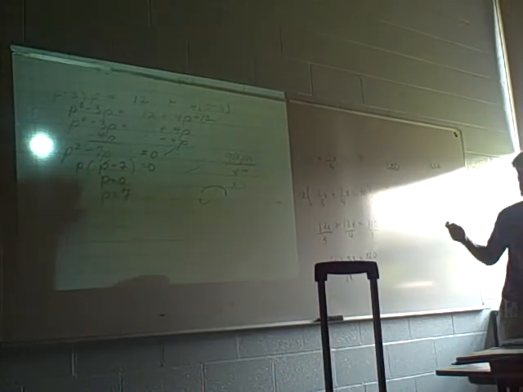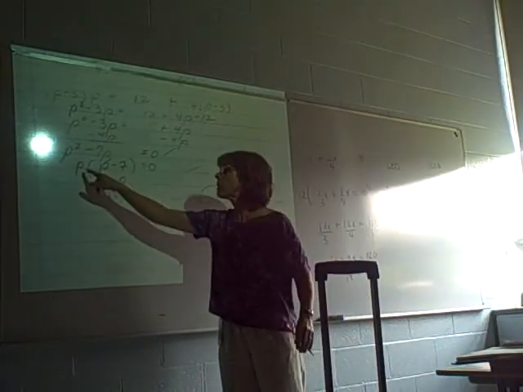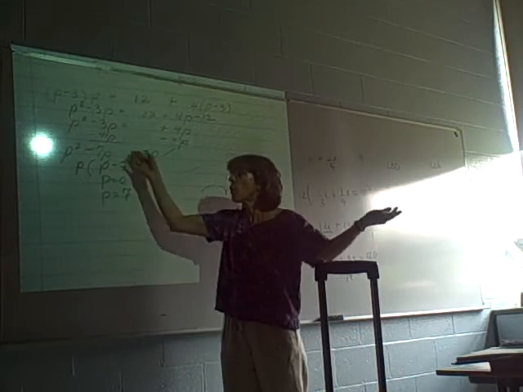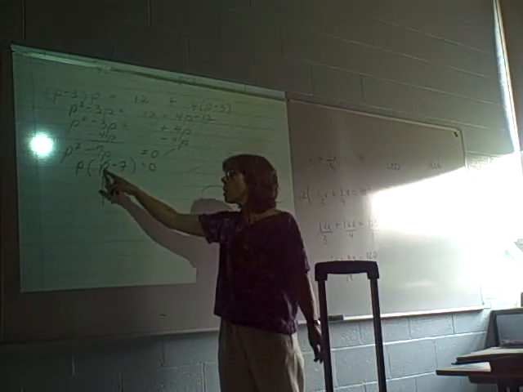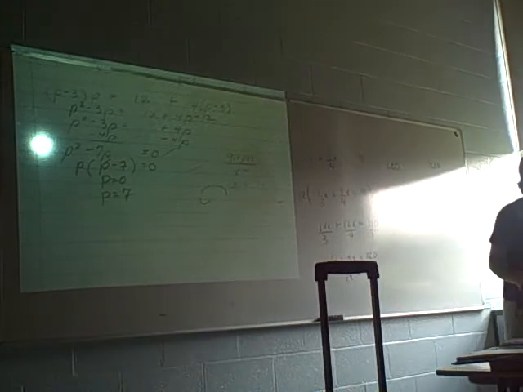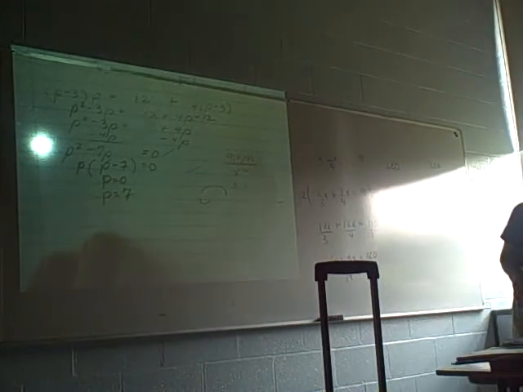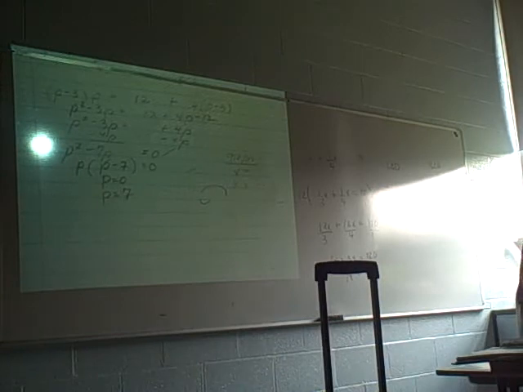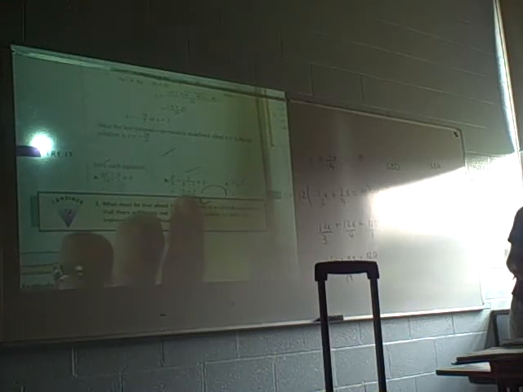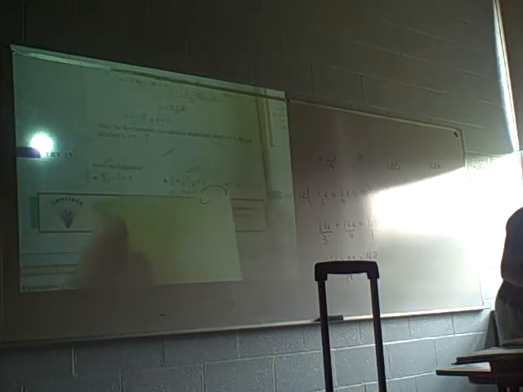If this is going to equal 0, what happens if p is 0? Then the whole thing will equal 0, or this can equal 7. Okay? And you could check that with a graph if you needed to. All right. So there you go. So p was equal to 0 or 7.